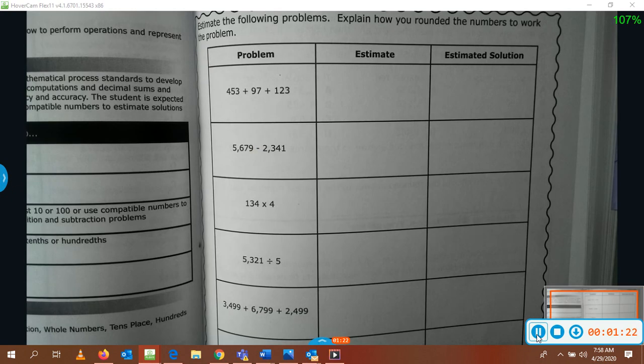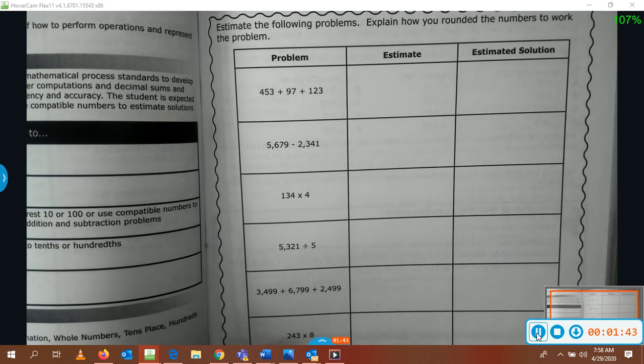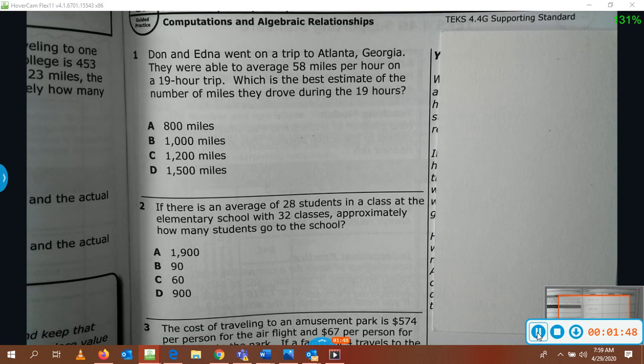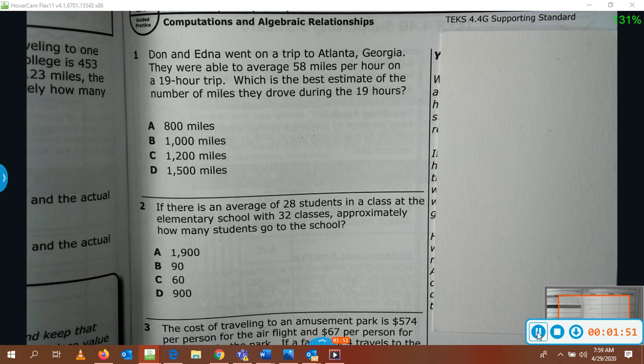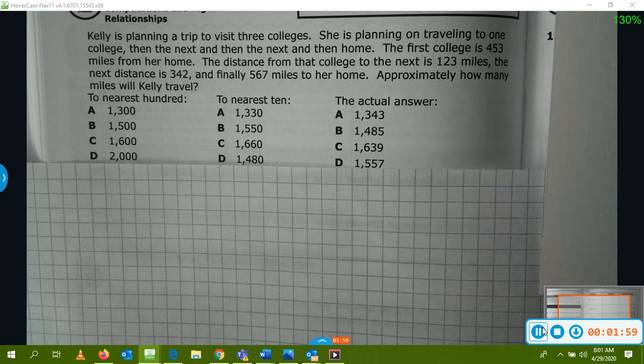When estimating solutions, it can be done in many different variations. These examples right here show just the numeric examples of how to estimate, such as you can add, subtract, multiply, and divide. However, sometimes they will ask you to show the skill in word form, such as word problems. And that's what we're going to be working with today. We're going to complete this problem together, and the rest you would do on your own.